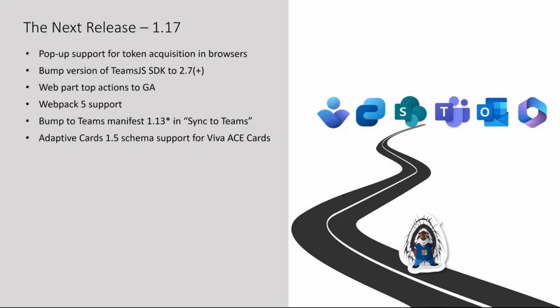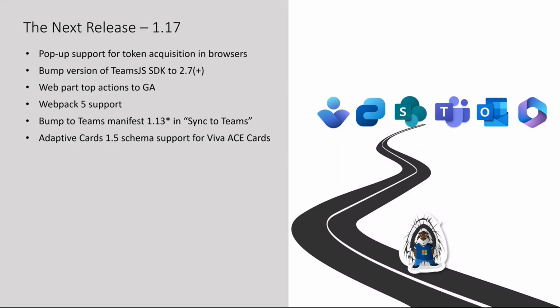And the other thing that we want to do here is that we want to bump the Teams manifest to 1.13 when you sync to Teams, when you create a solution using SharePoint Framework, deploy that in the SharePoint app catalog and click to sync to Teams. That will give the capability of that solution to also surface in Outlook and Office.com. That's a capability that we shipped as a beta version in 1.16, but we didn't do the proper wiring to our sync to Teams feature that is happening in 1.17.